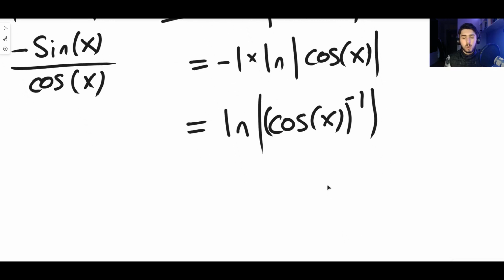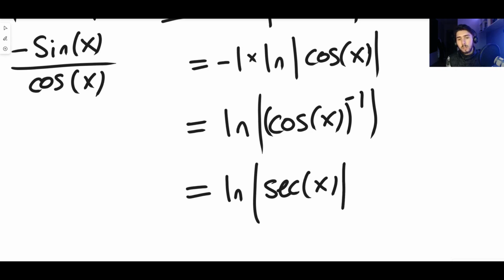Now you might say, hold on a second, what's going on? This is a bit gross. Actually, it's not. When you raise cos to the minus 1, this is not inverse cos. This is not cos to the minus 1 x. It's literally cos to the minus 1, which is 1 over cos. 1 divided by cos x is sec x. So actually this is the natural log of sec x. And that's the answer.